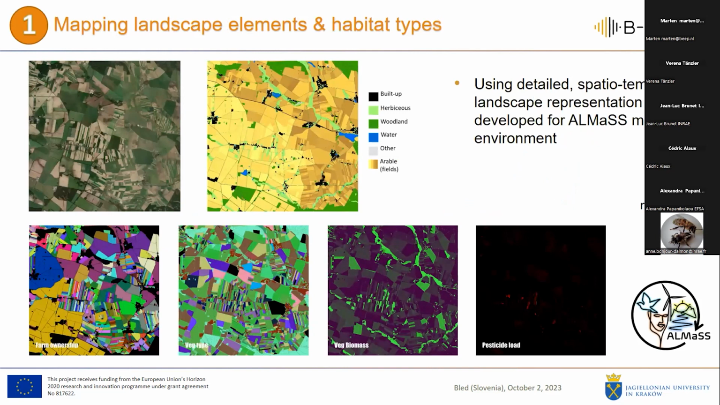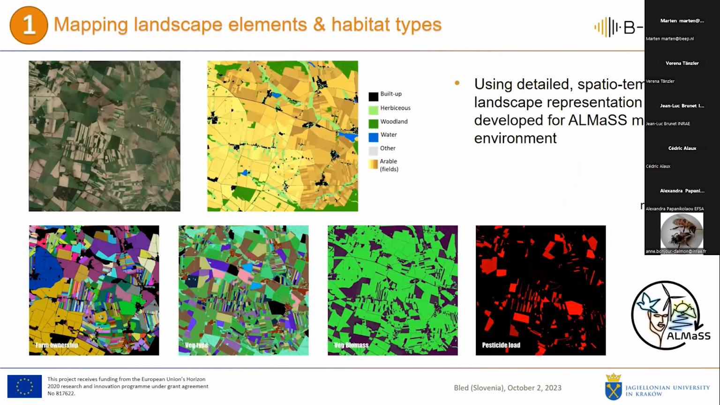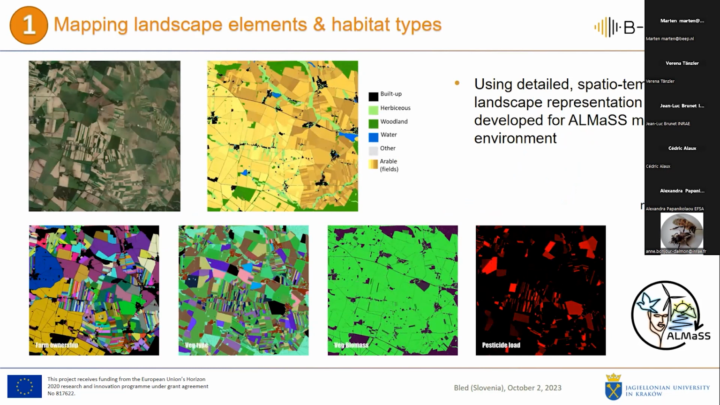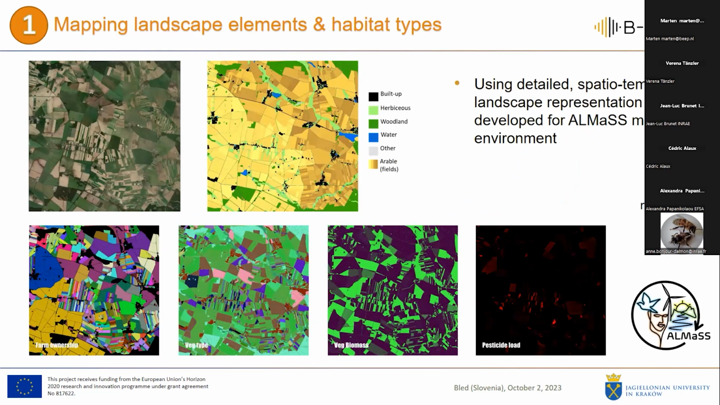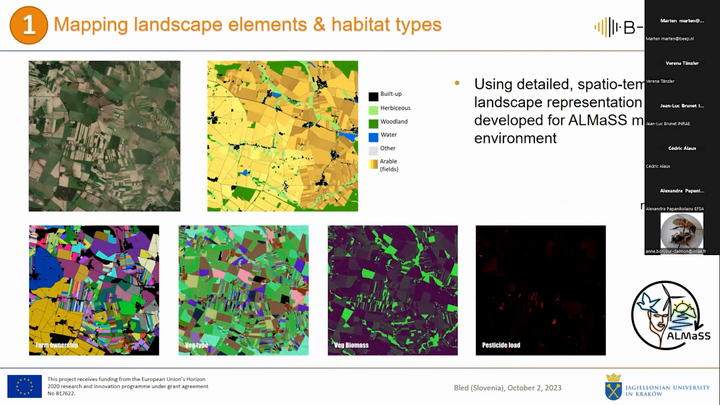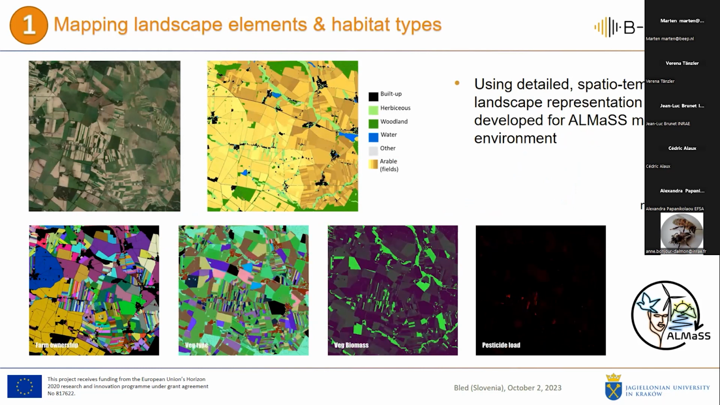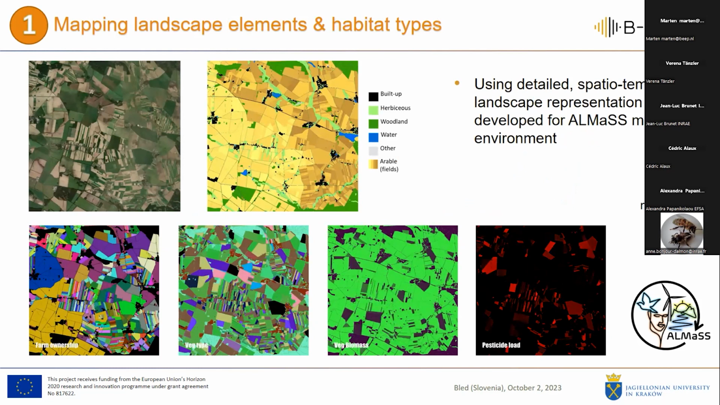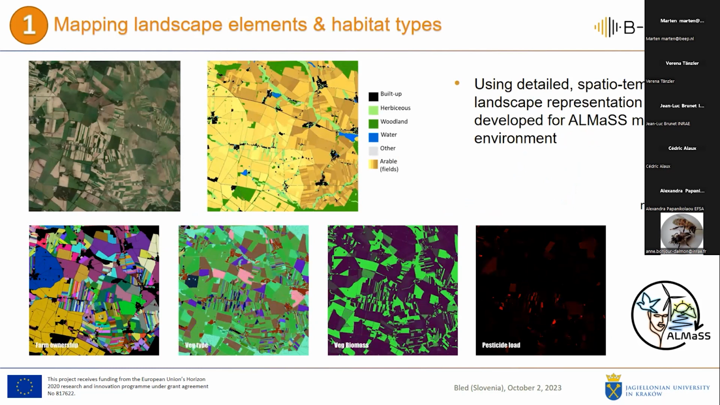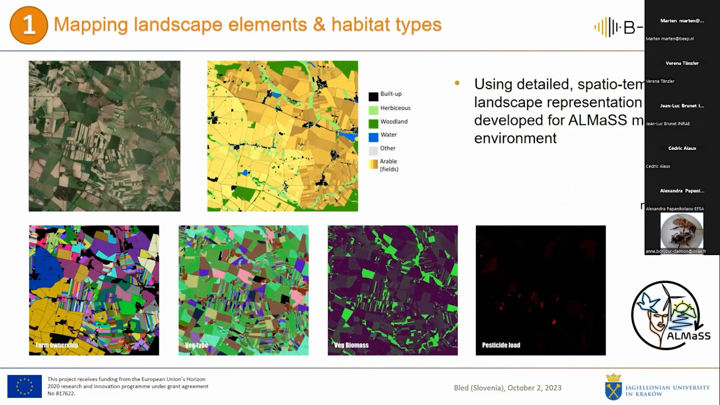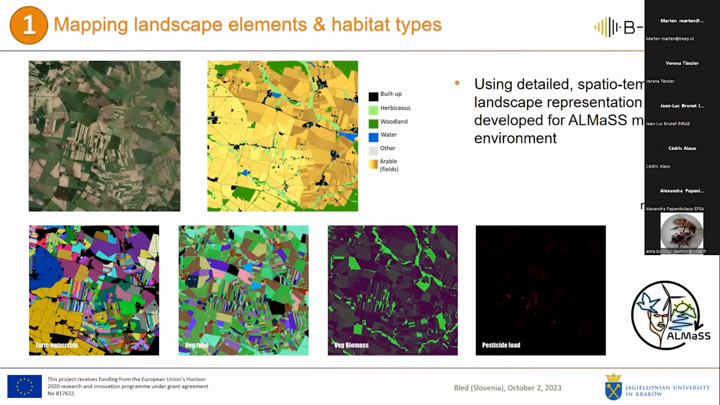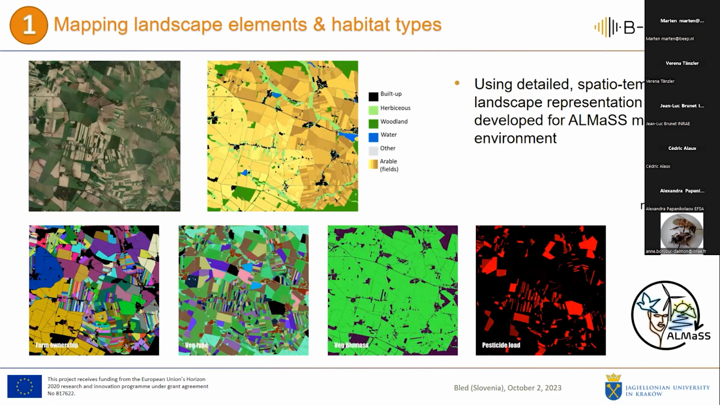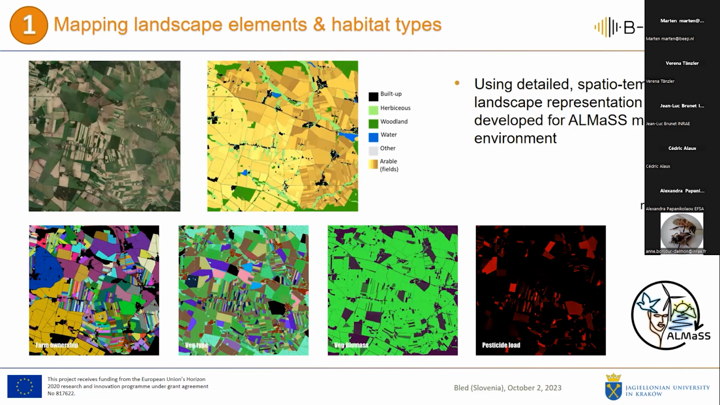So regarding the mapping of the landscapes, we based our approach on the spatial temporal landscape representation that we already have been using for some years within this ALMaSS modeling environment. Some of you probably know, but just to explain to others, ALMaSS is not only covering models for pollinators, but also other important species. So this landscape representation existed in this simulation system already before we started our work on pollinators.